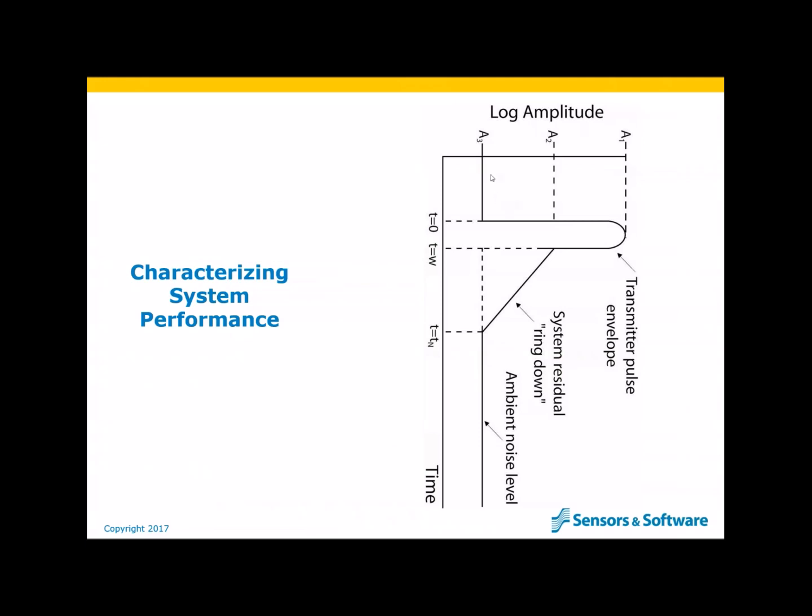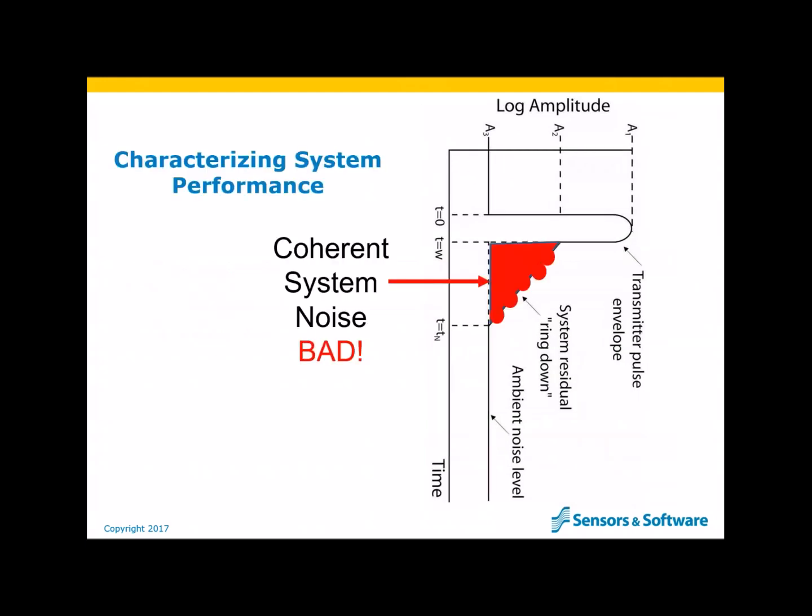This shows a plot of how we want to generate a pulse that goes into the ground. In an ideal world, we would like that pulse, after it's finished, to go to 0. Unfortunately, this is impossible with electronics, so you will always have some system ring down. What separates the great GPR systems from the poor GPR systems is the amount of ring down.